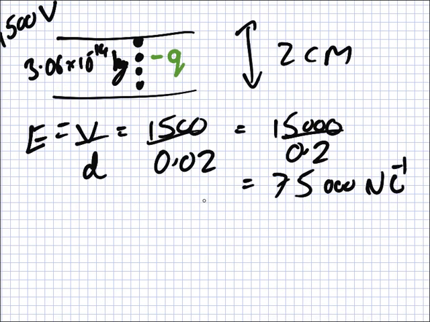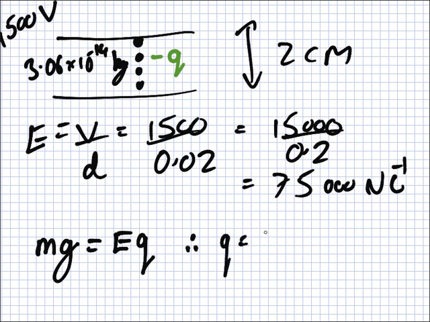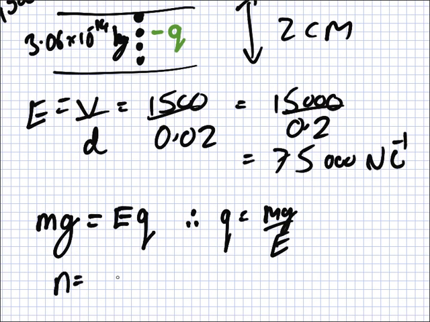The number of excess electrons. So look, the weight, mg, must equal the force provided by the electric field, which is EQ. Therefore, Q equals mg over E. However, it's not the charge that they want, but the number of electrons. So how would we convert this into number of electrons? Q divided by the electron charge.